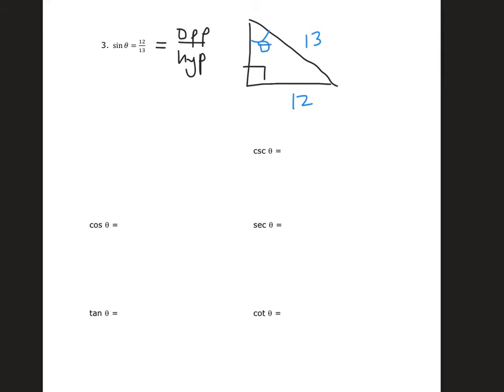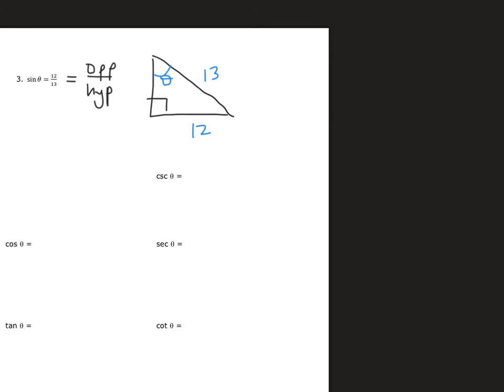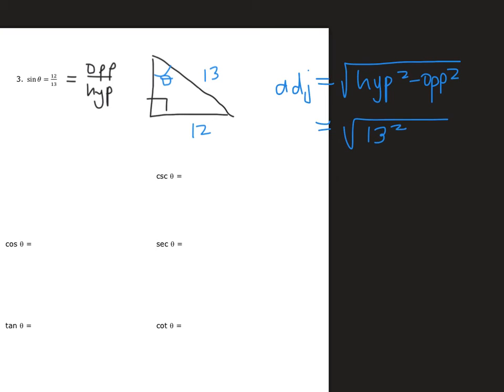All right, so using the Pythagorean theorem, the adjacent side is going to be equal to the square root of the hypotenuse squared minus the opposite squared. So the square root of 13 squared minus 12 squared, which is the square root of 169 minus 144, which is the square root of 25. Square root of 25 is 5. So we can fill in that adjacent side that was unknown with a 5.